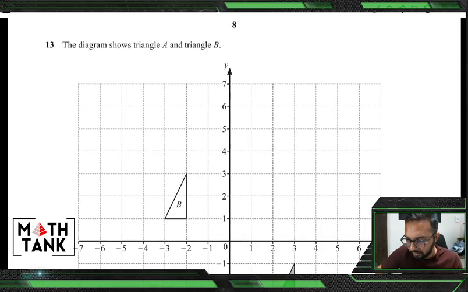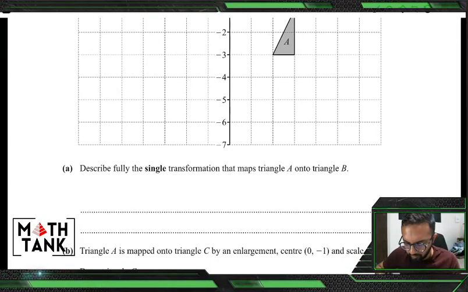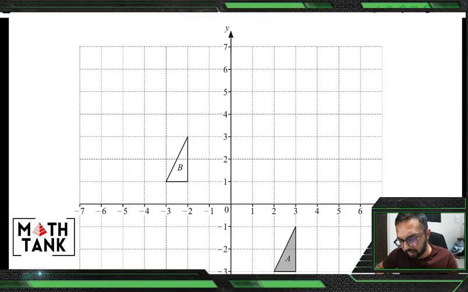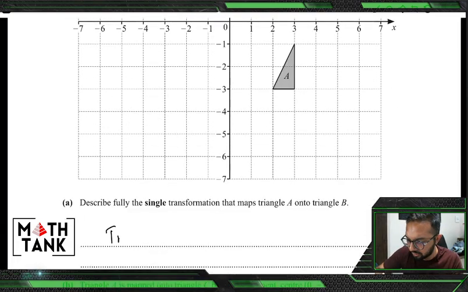Okay, then let's look at this question. It says describe fully the single transformation that maps A onto B. That looks like a simple translation. What's the vector?